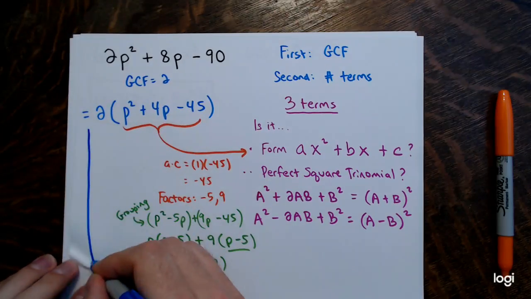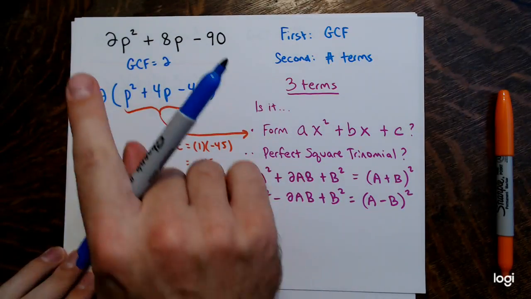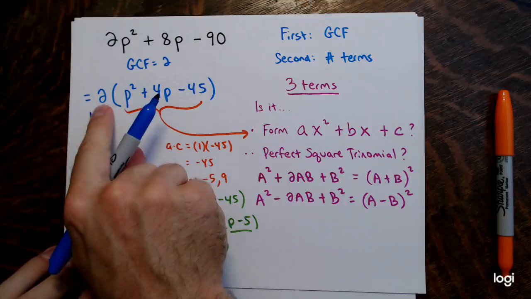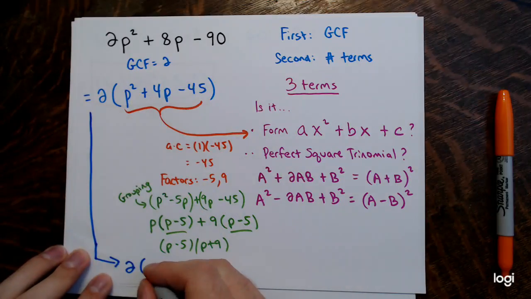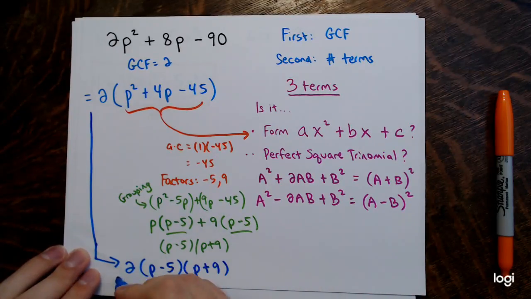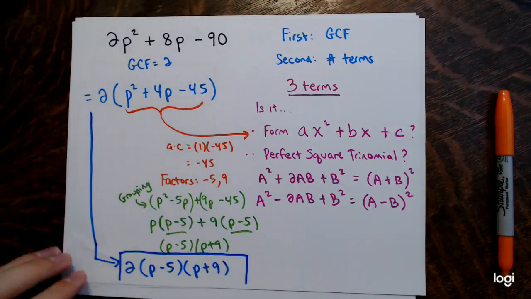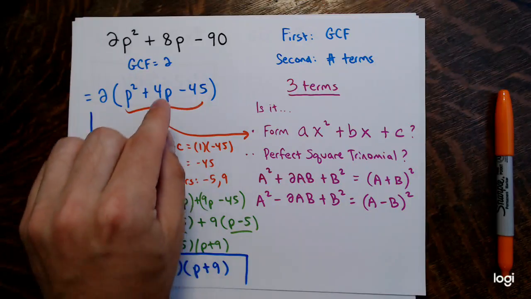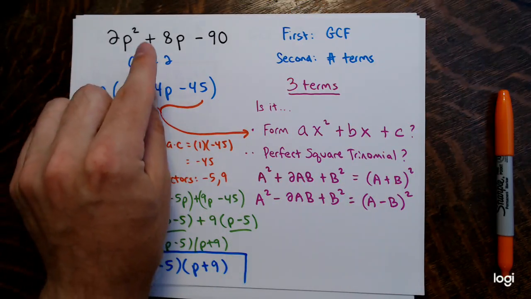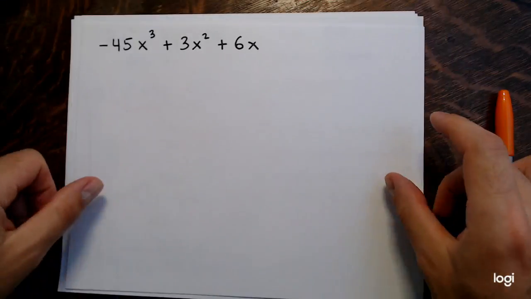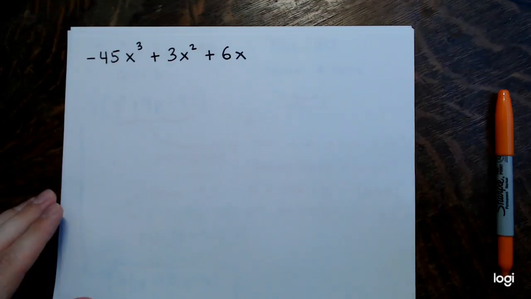So finally, when this is all said and done, 2p squared plus 8p minus 90 would factor completely to 2, the GCF pulled out, times p minus 5 times p plus 9. And there you go. And you can double check again by multiplying. Take p minus 5 times p plus 9. You get this, and then if you were to multiply by 2, you'd get the original expression back. So there's another one with 3 terms, going through the same steps.